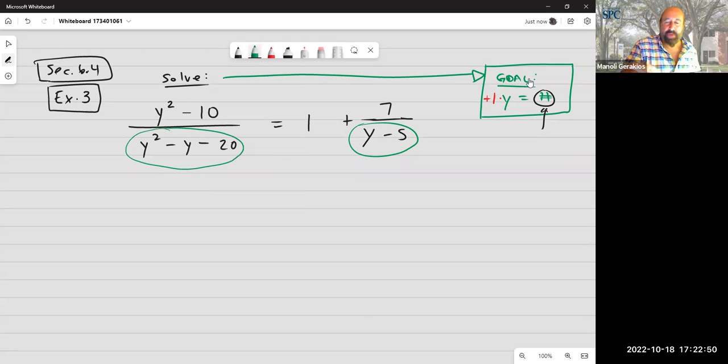So this is when we do, let's just turn it blue this time. First, find the domain of the equation. This is what really nails it. Find the domain of the equation.